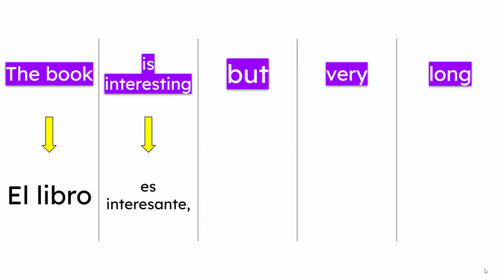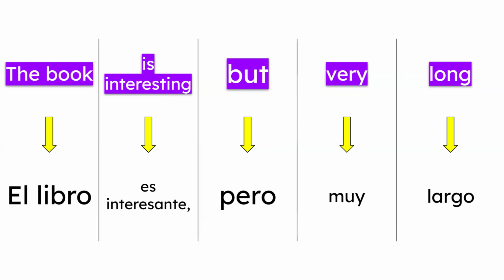A positive statement then follows, pero. El libro es interesante, pero very, muy, long, largo. El libro es interesante, pero muy largo. I don't want to read it. Okay, repeat the phrase. El libro es interesante, pero muy largo.